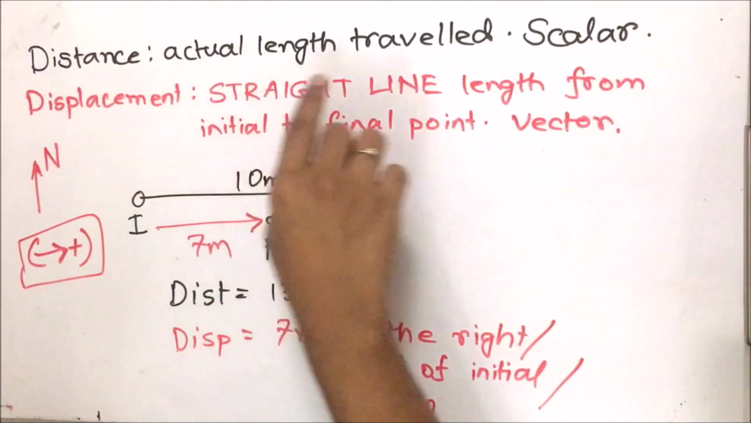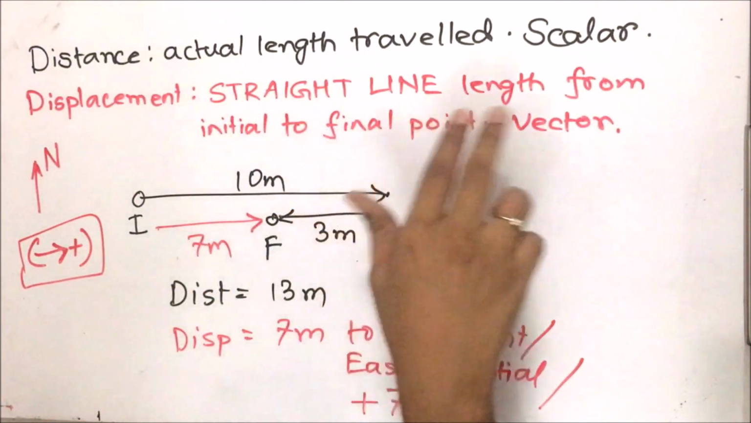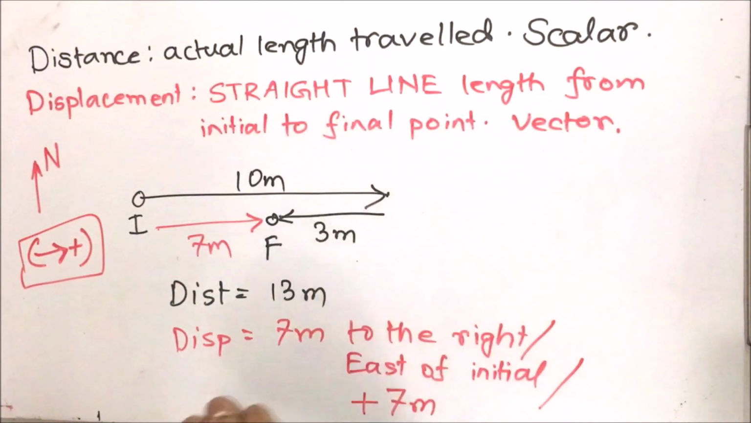Distance is the actual length traveled. It is a scalar quantity. Displacement is the straight line distance from initial to the final point. It is a vector quantity. Don't worry if you don't understand these definitions at this point. We'll look at an example.